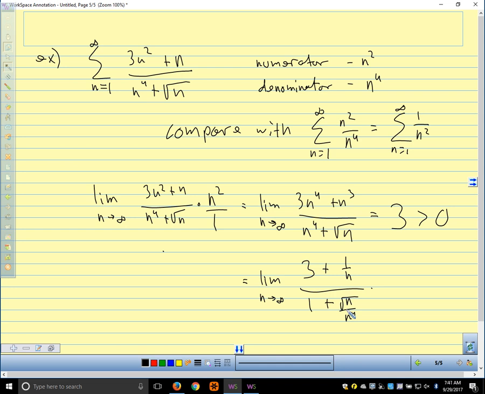This limit, as n approaches infinity, is 0. This limit is 0, and you just end up with 3. So that's a nice little trick to use when you have things that switch from the numerator to the denominator, and you can't get them to go away with L'Hopital's rule. Divide everything by the highest power of your variable.